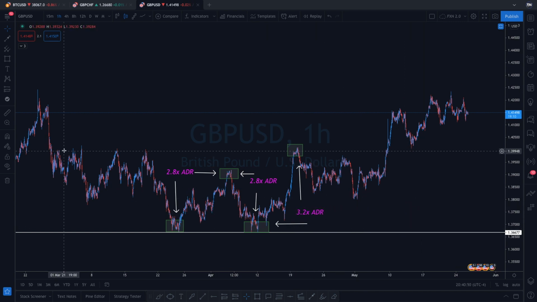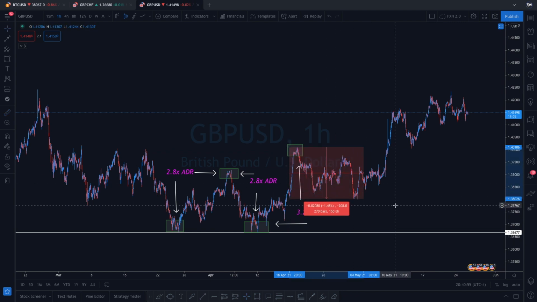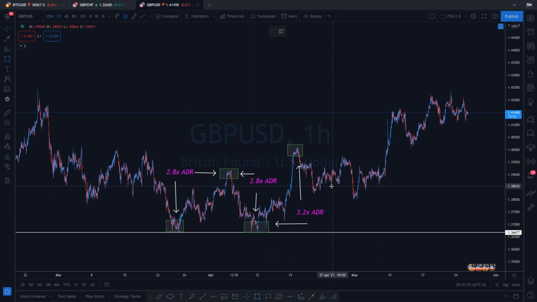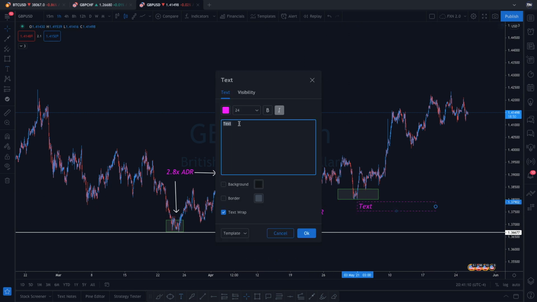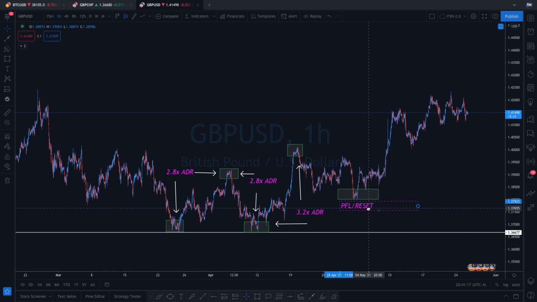Okay. Now what about from here to here? Only 208. So that's nowhere near. That's only what, 2 times maybe ADR. So clearly this would be a reset. That would be a reset. Obviously, we know that because price action went higher.